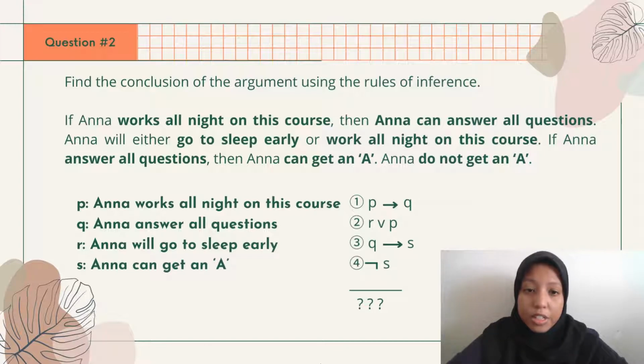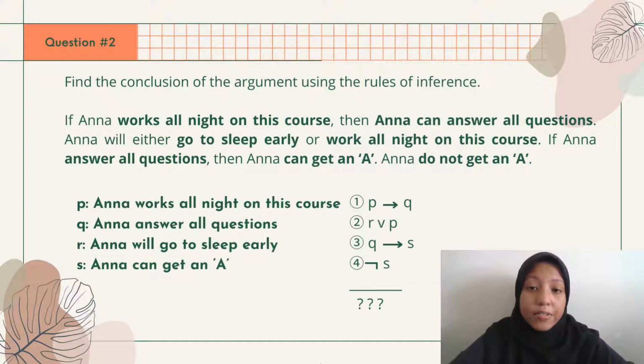To solve this question, first we need to declare the primitive propositions using any symbol. I use P, Q, R, and S. P: Anna works all night on this course. Q: Anna answers all the questions. R: Anna will go to sleep early. S: Anna can get an A.